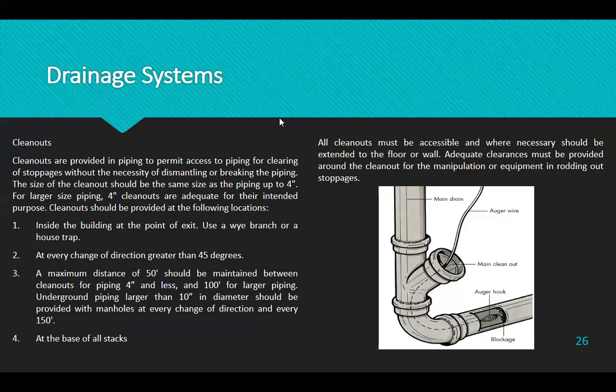The size of clean out should be the same size as the piping up to 4 inches. For larger pipes, larger size piping, 4 inches clean out are adequate and for their intended purpose. Clean out should be provided at the following location. 1. Inside the building at the point of exit. Use a Y branch or a house flap. 2. At every change of direction greater than 45 degrees.